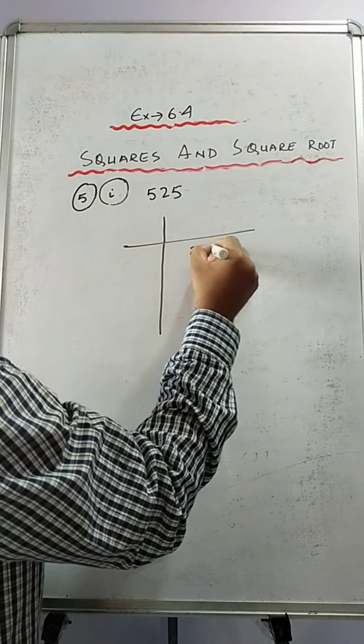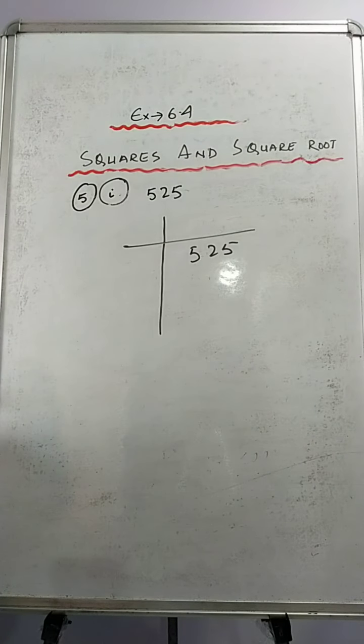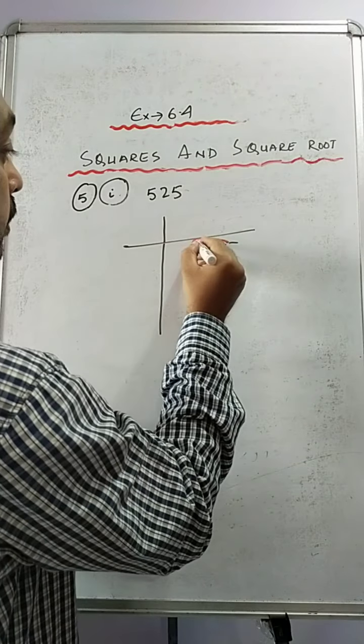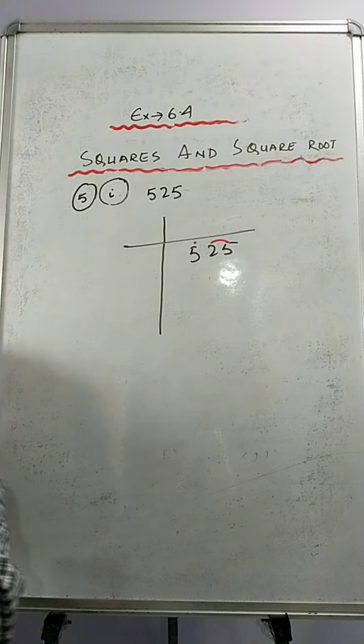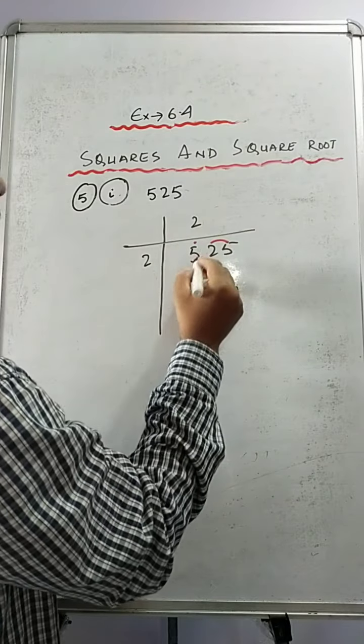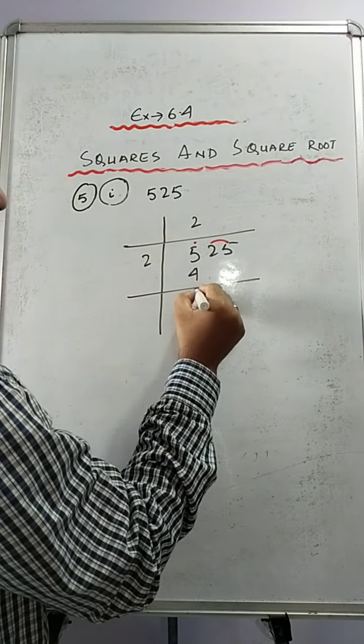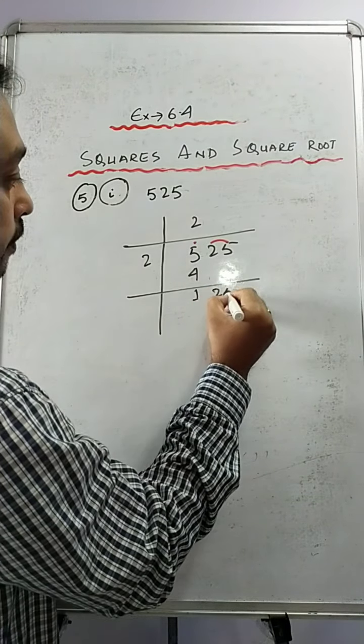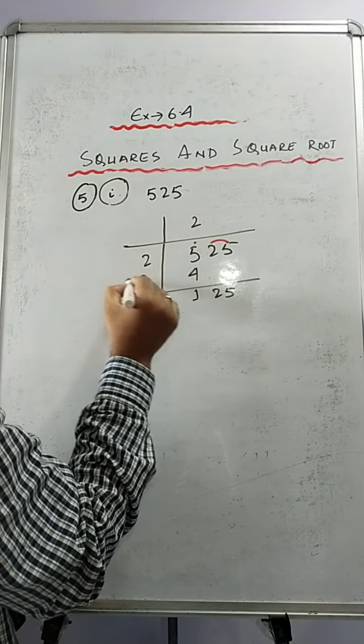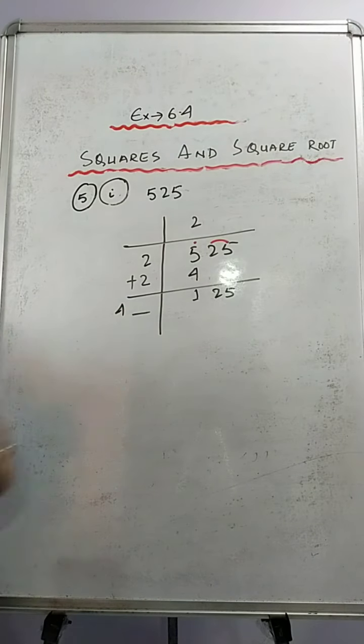So 5 2 5. Now we'll do the pairing. We'll put a point here. 2 2s are 4. Then 1. We'll bring this 2 5 down here. Now we'll write this 2 here and add it up. So 4. Now, what is the closest number?